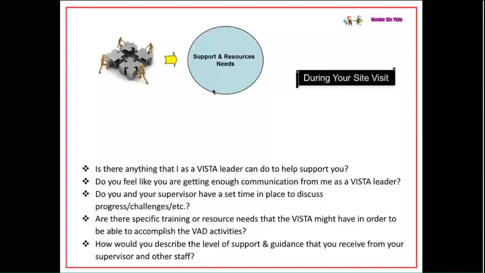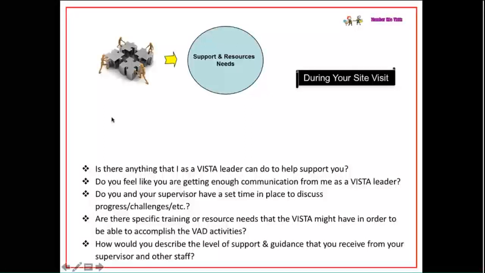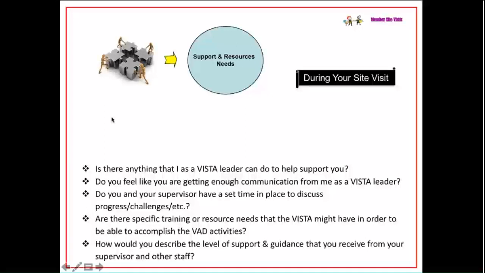Also to ask about how the guidance and support you are receiving from your supervisor, what's working, what's not working well, what they have done, how can we address that. So it's a great coaching moment during the member site visit.